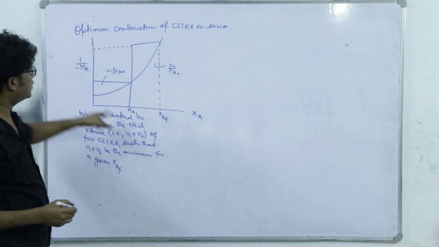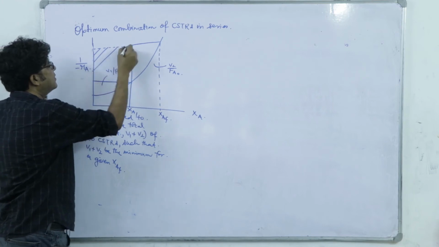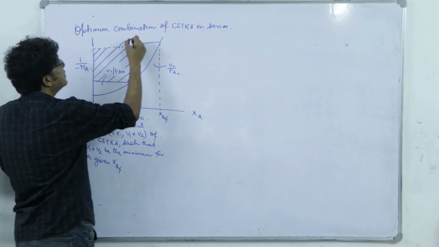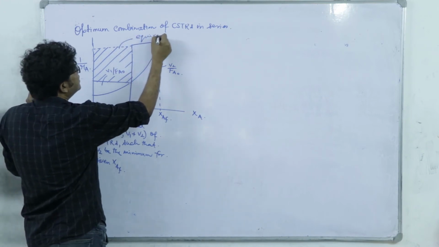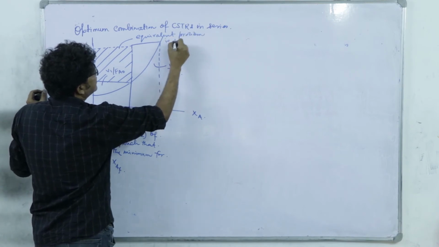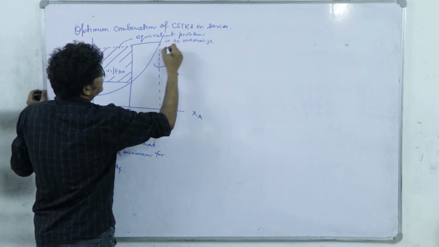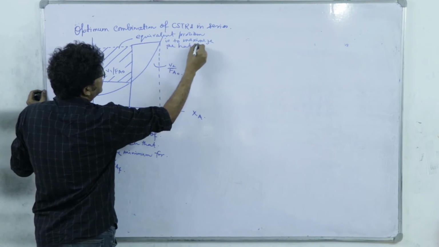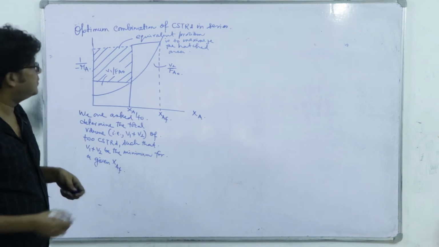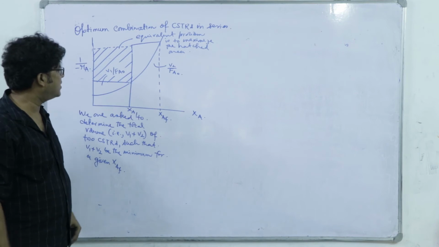So, this total area is fixed. So, if I can maximize the area of this unused region, the equivalent problem is to maximize the hatched area, because the total area is fixed, which is 1 by minus Ra f into Xf, that is the total area, right.